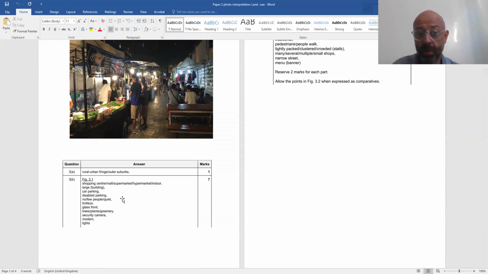All of those would be acceptable for at least 1 point. Large buildings, there's another one in the background. We don't know what it is, but we can say there's a large building. We can see there's car parking. We can see there's disabled parking. So there's provisions here.